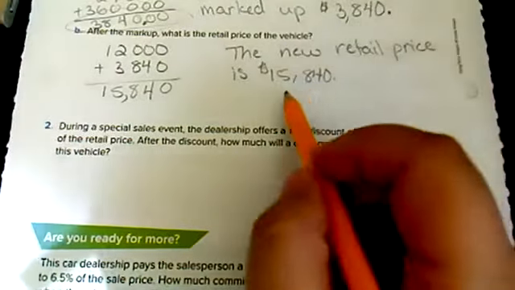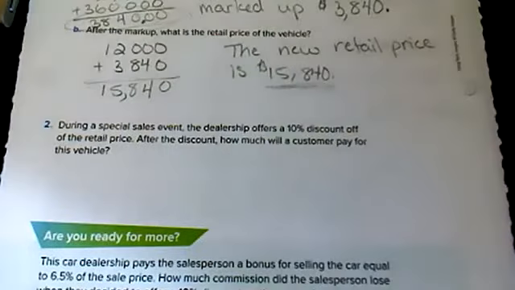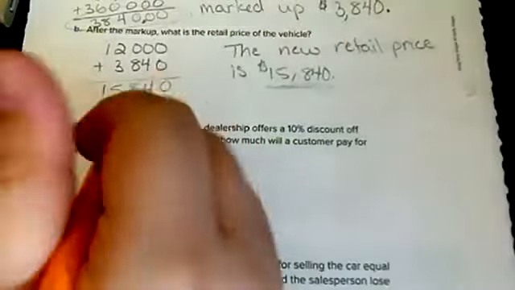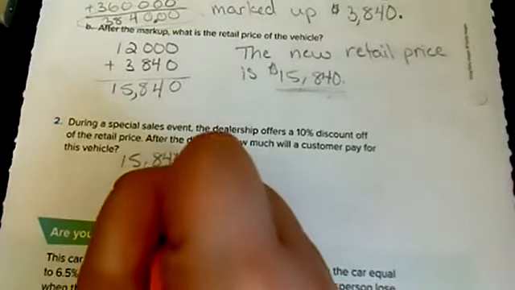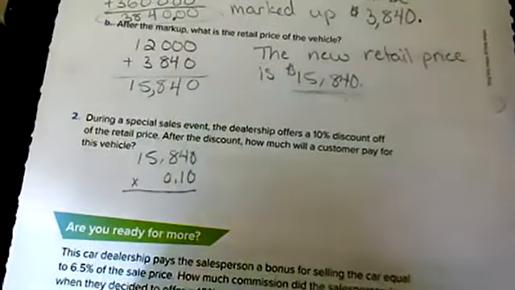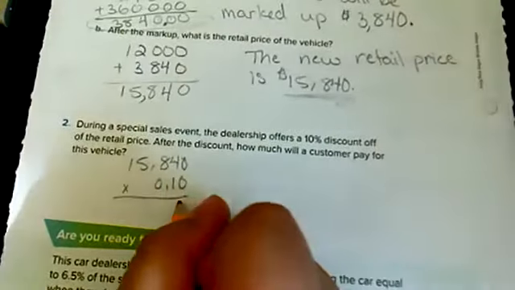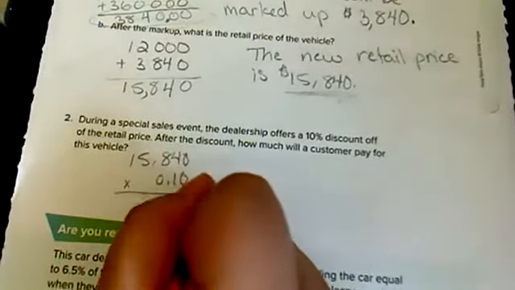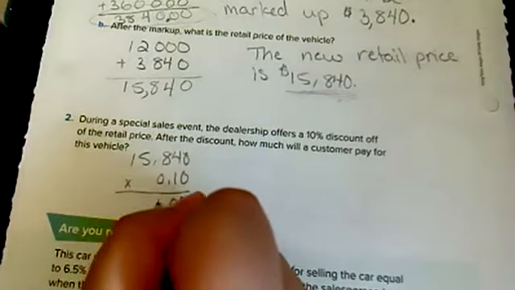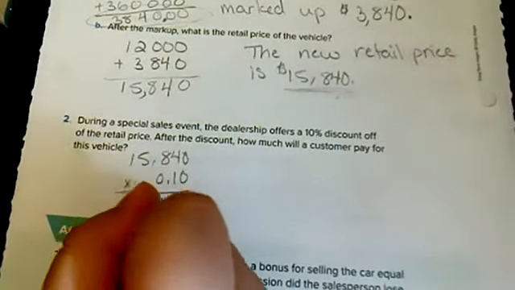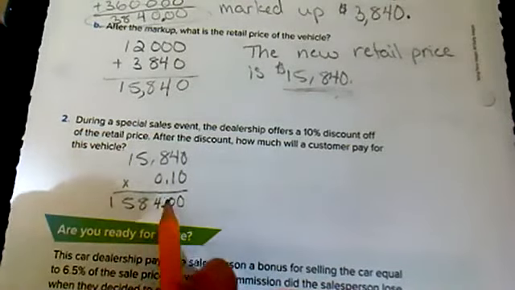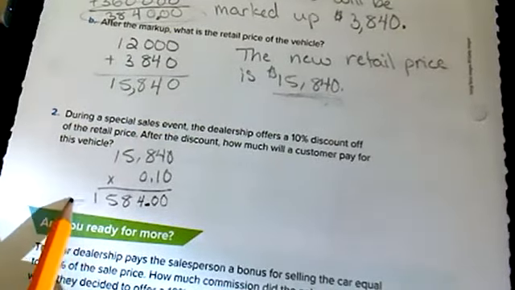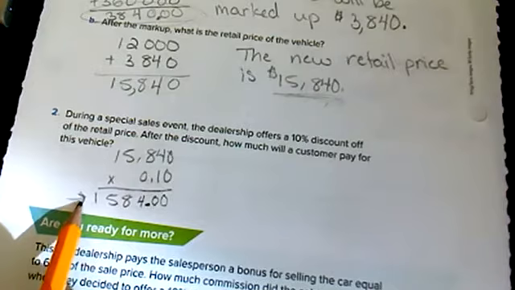So if we're looking at our new retail price and we want 10% off of that, we're gonna have to multiply this number by 10%. So we have 15,840 times 0.10 for our 10%. I'm gonna just put a placeholder for the zero. And then one times zero is zero. One times four is four. One times eight is eight. One times five is five. One times one is one. We have two decimal spaces. So we're going to be taking this much off of the vehicle's total price.